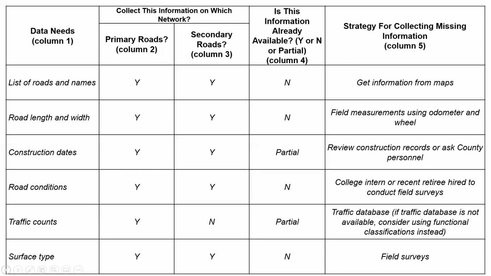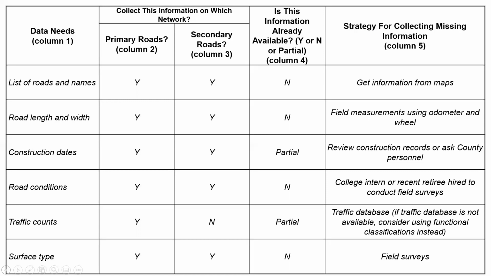So let me show you an example of how you might think about this and lay this out. This is looking at what do we need to gather for our roadway network, for your city streets, for your county roads. Maybe in column 1, you would write down what are the data needs. You need to know a list of the roads, the names, how long they are, how wide they are, construction dates, the roadway condition, a rating of 1 to 10 perhaps, or 0 to 100. Decide, do you want to know the average daily traffic? And of course, I think you want to know the surface type. Is it paved, gravel, dirt roads, unpaved roads?